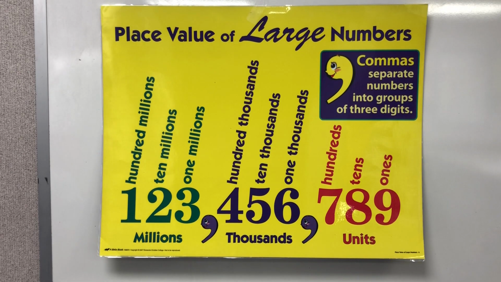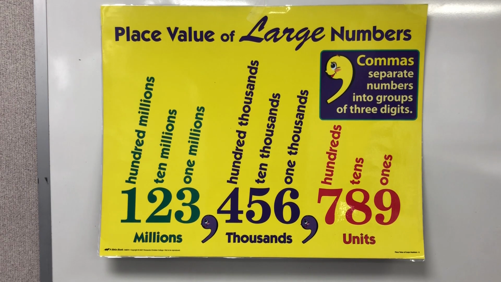Boys and girls, let's remember our place values for large numbers. Let's start at the ones column. Ones, tens, hundreds, comma, 1,000, 10,000, 100,000, comma, 1 millions, 10 millions, 100 millions. We'll start again. Let's clap in between where our commas go. Ones, tens, hundreds, 1,000, 10,000, 100,000, 1 millions, 10 millions, 100 millions.